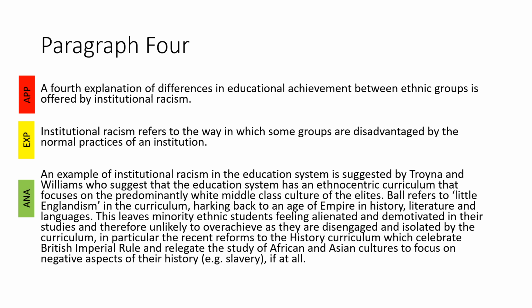An example of institutional racism in the education system is suggested by Troyna and Williams, who suggest that the education system has an ethnocentric curriculum that focuses on the predominantly white middle-class culture of the elites. Ball refers to Little Englandism in the curriculum, harking back to an age of empire in history, literature and languages. This leaves minority ethnic students feeling alienated and demotivated in their studies and therefore unlikely to achieve, as they are disengaged and isolated by the curriculum. In particular, the recent reforms to the history curriculum celebrate British imperial rule and relegate the study of African and Asian cultures to focus on negative aspects of their history, for example slavery, if at all.